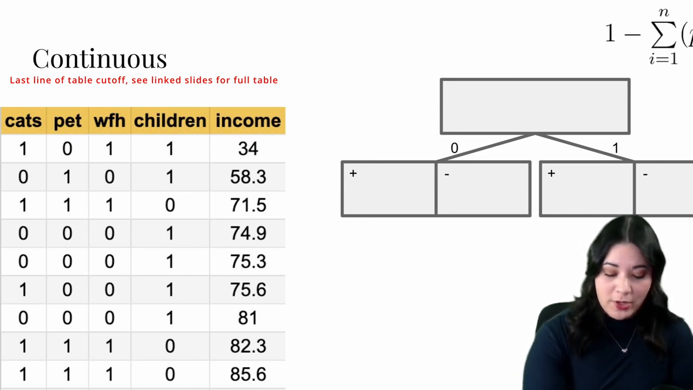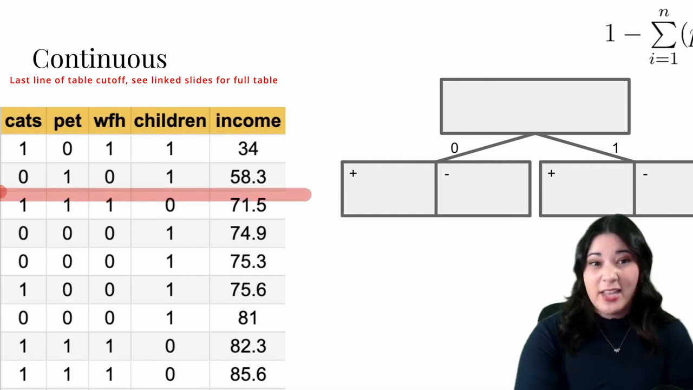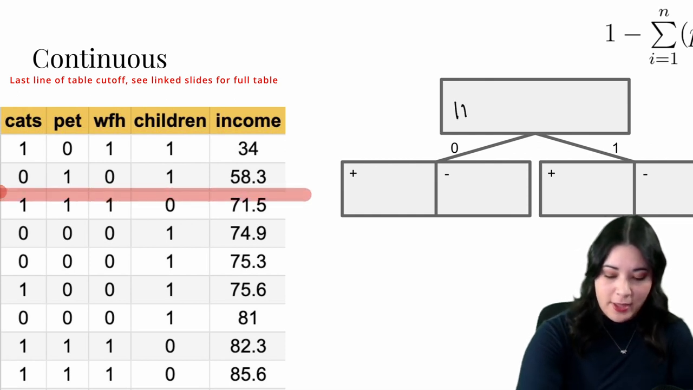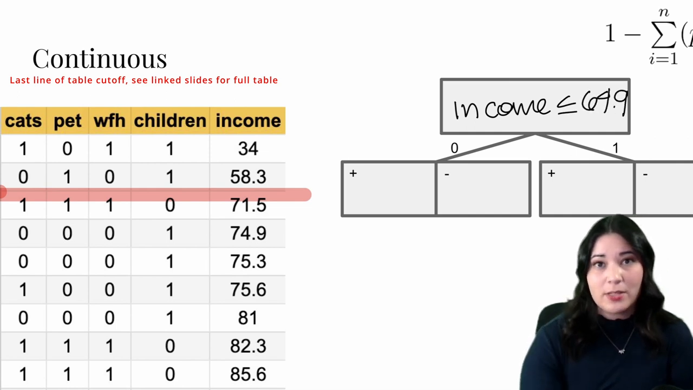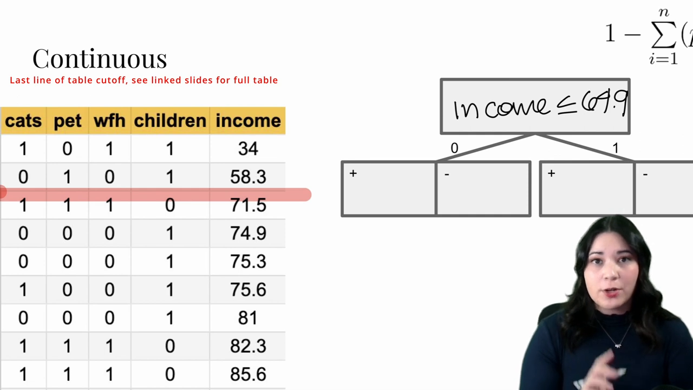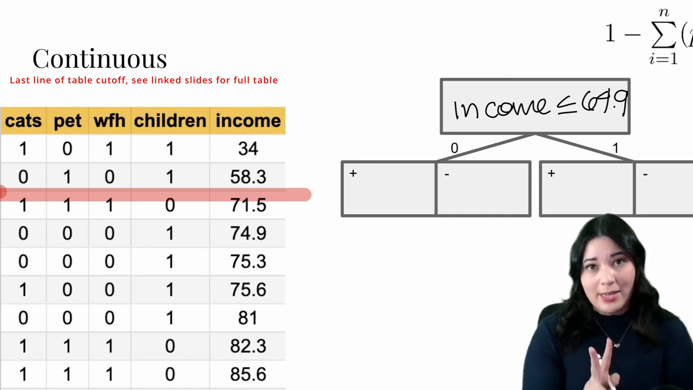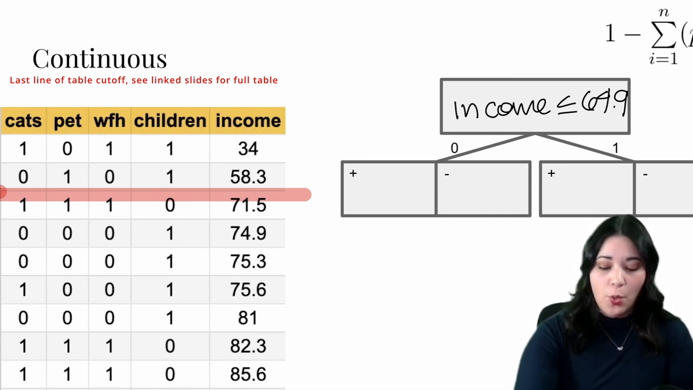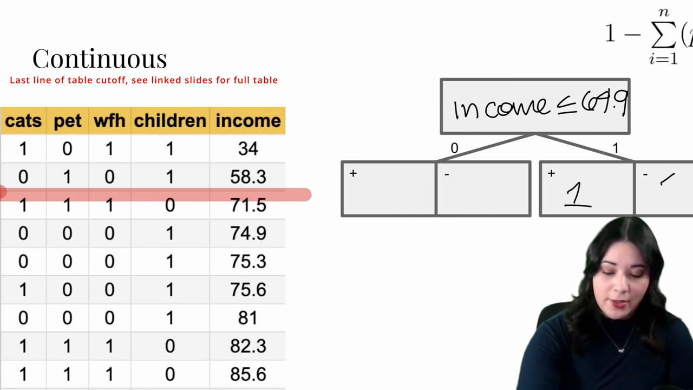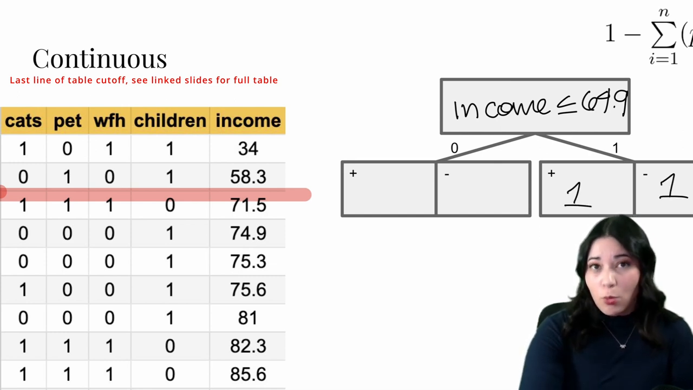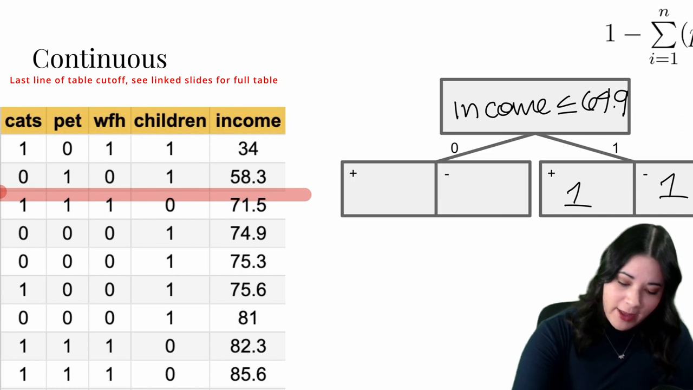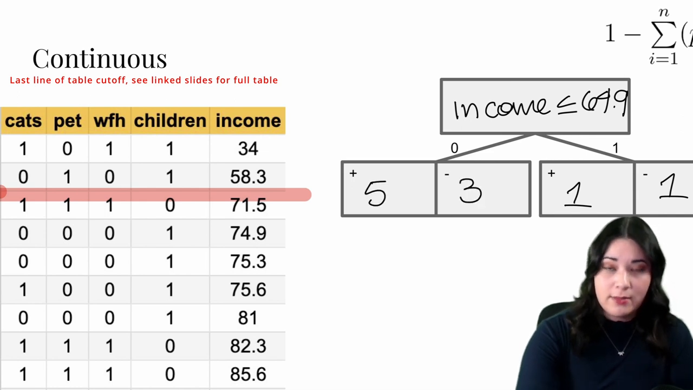We could also split our data right here. In this case, this is essentially the same thing as saying, is income less than or equal to $64,900? In this data set, there are only two people who do have an income lower than that threshold. One of them has a cat and the other does not. Of the people that make more than that threshold, we have five who have cats and three that do not.